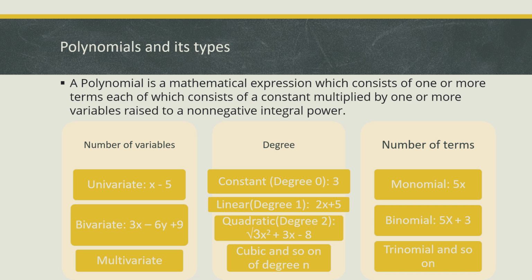For example √3x² + 3x - 8. Here the maximum power of x is 2, so it is a quadratic polynomial of degree 2. Cubic, and so on, of any degree n. Now according to the number of terms, it can be classified as monomial, meaning just one term, say 5x. Binomial means it has two terms, say 5x + 3. It can be trinomial and so on.